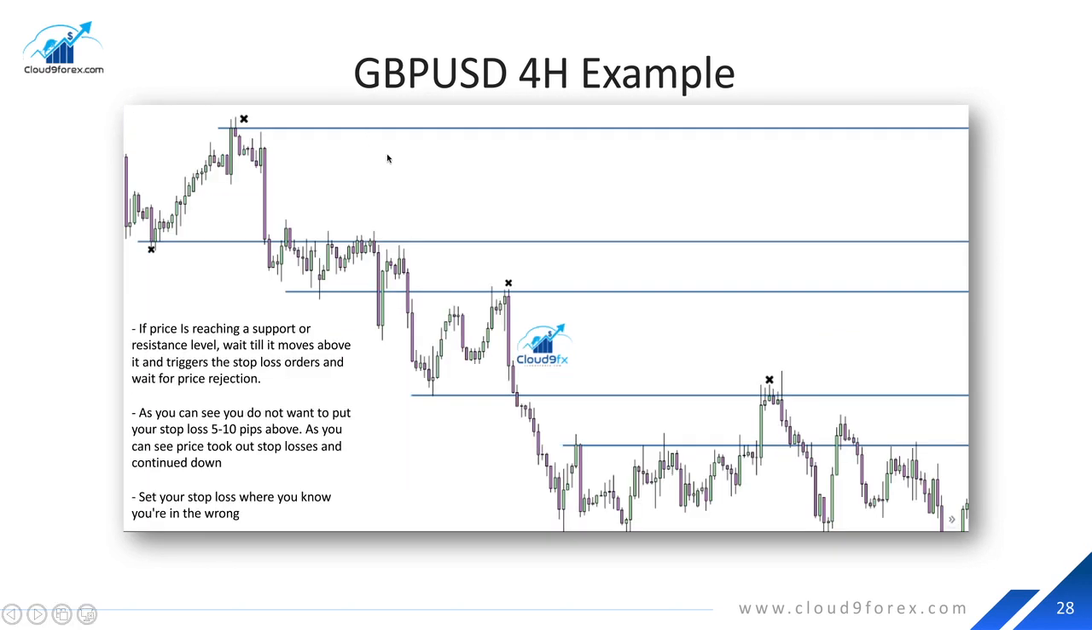So here's another example on GBPUSD 4 hours. If price is reaching a support or resistance level, wait till it actually moves above it and triggers the stop loss orders, and wait for price rejection. As you can see, you do not want to put your stop loss 5 to 10 pips above. Price took out stop losses and continued down. Set your stop loss where you know you are in the wrong.